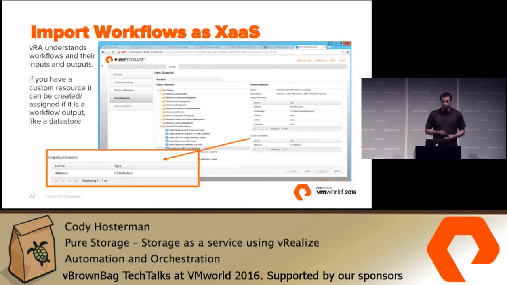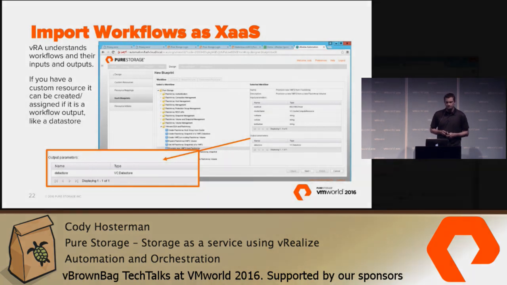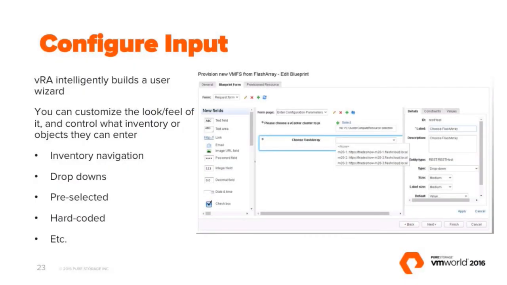You can import that workflow. vRA understands those inputs and those outputs that you assign to that workflow. And then you can customize the input. Do I want them to only be able to provision from this array, from this cluster? You can choose drop-downs. Do I want them to choose anything? Is it hard-coded? Right, you can also do this in vRA instead of just customer presentation in vRO.